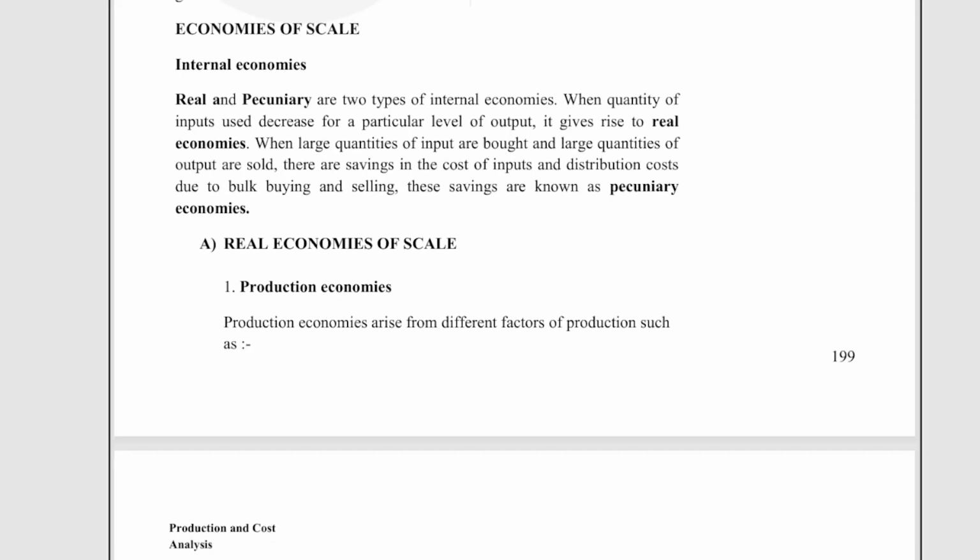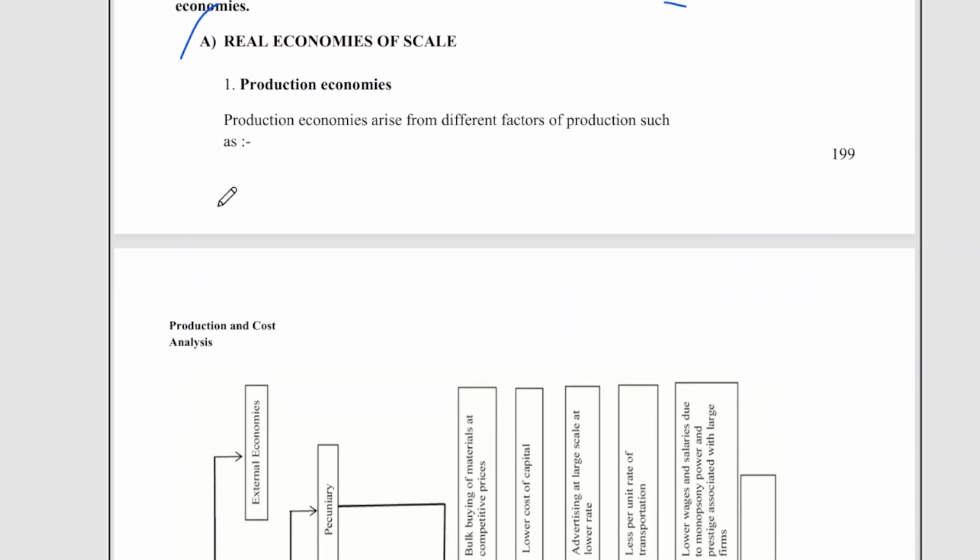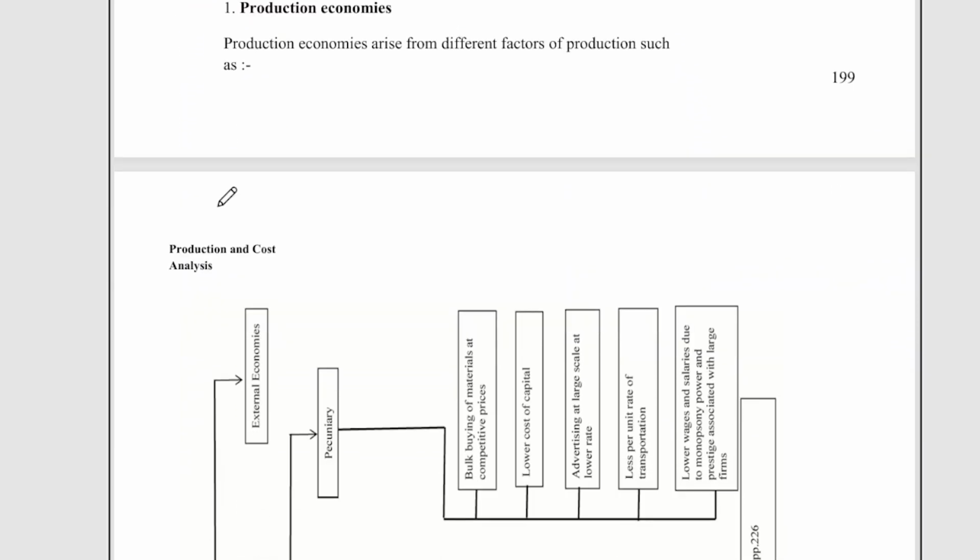Real and pecuniary are two types of internal economies. When the quantity of input used decreases for a particular level of output, it gives rise to real economies. When large quantities of input are bought and large quantities of output are sold, there are savings in the cost of input and distribution cost due to bulk buying and selling. These savings are known as pecuniary economies. And next is real economies of scale, production economies.